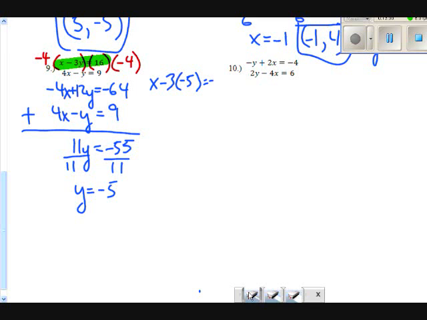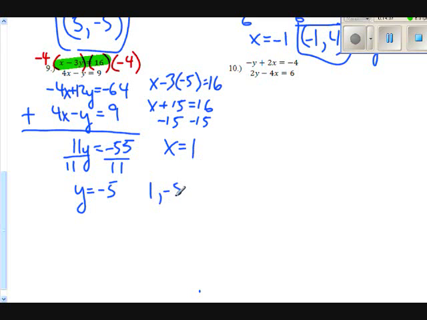If I could write a 16, I wouldn't have a horizontal line in there anywhere. So anyway, I'm going to multiply. So that's going to give me a plus 15 equals 16. Now I just have to subtract the 15 from each side. And it looks like x equals 1. So my ordered pair here is 1, negative 5.